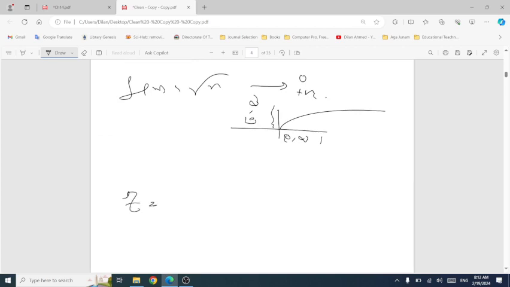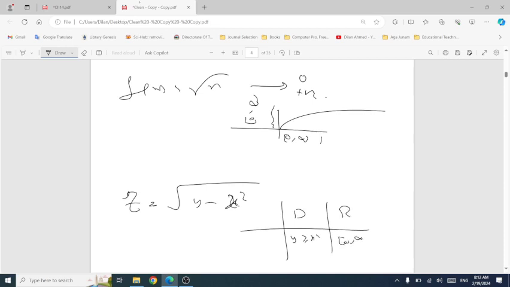When you have z equal to y minus the x squared or whatever you have, we say the domain is what? Is y greater than or equal to x squared. How about range? We say 0 to infinite.